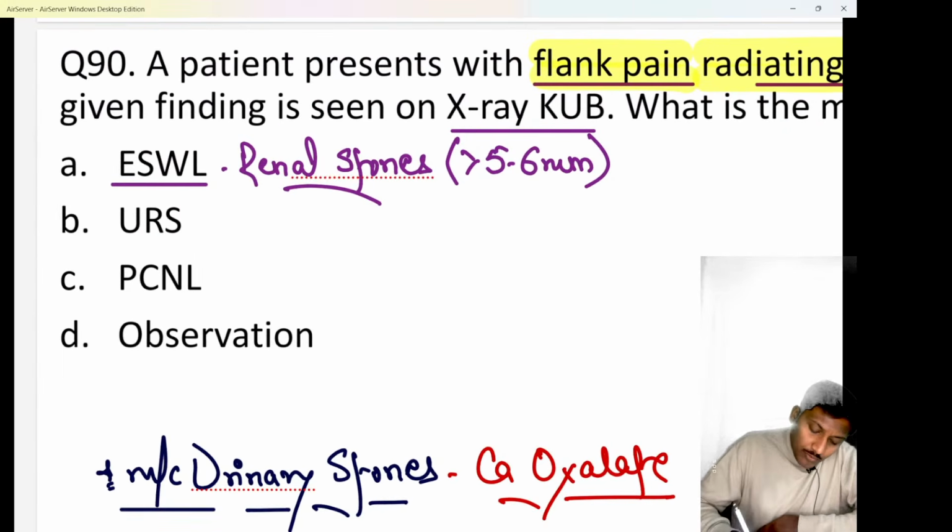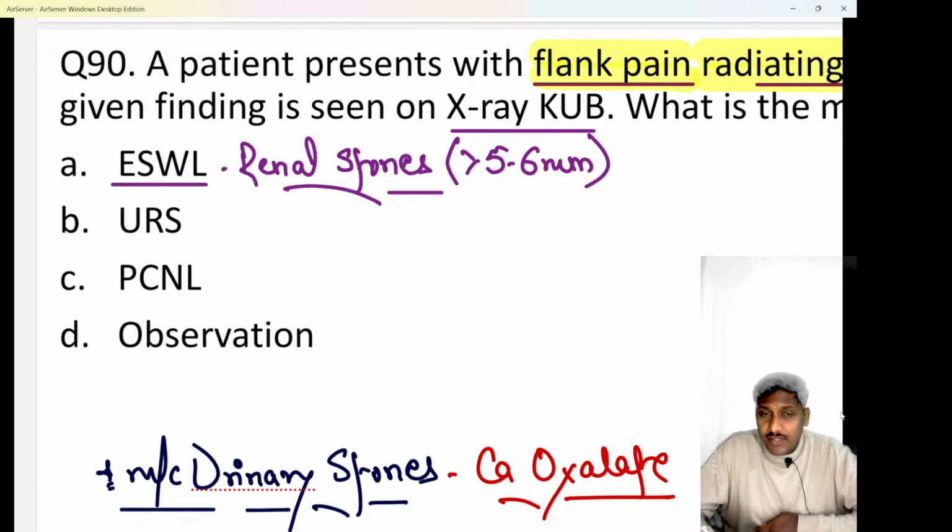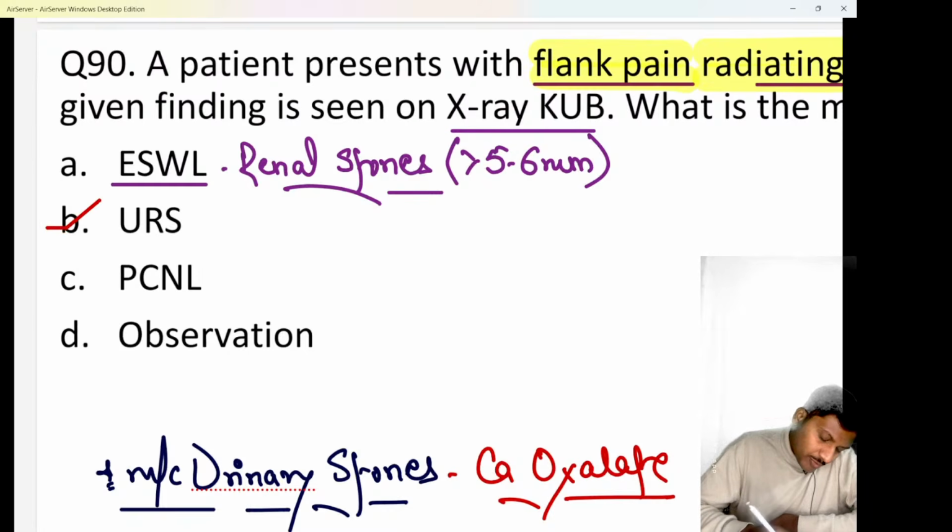Next, if I talk about URS, yes, URS is ureteroscopic removal of stone. So you are going to insert a ureteroscope, and then with the help of a Dormia basket, you are going to remove the stone from the ureter. Yes, that has to be the answer. The answer is option B, or URS, that is ureteroscopic removal of stone with a Dormia basket.